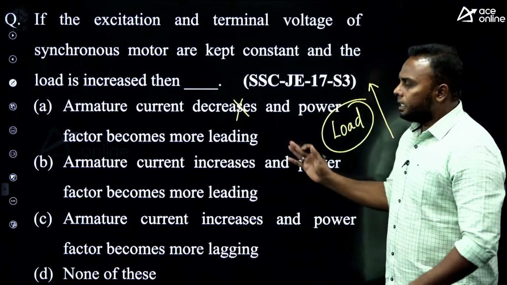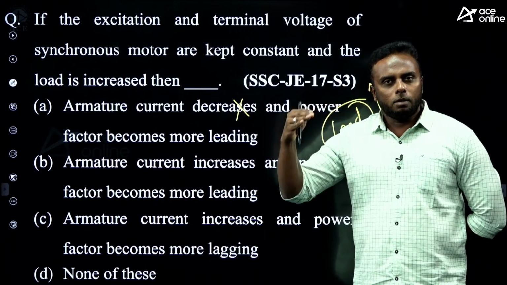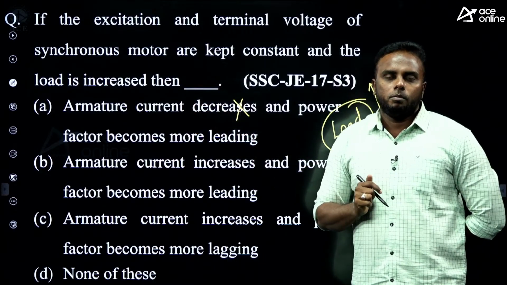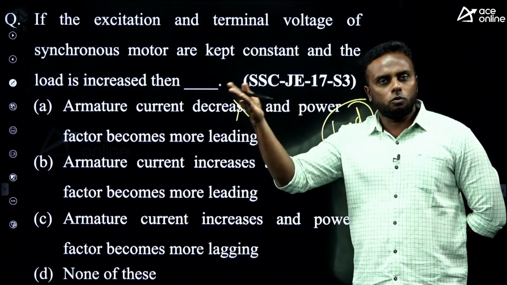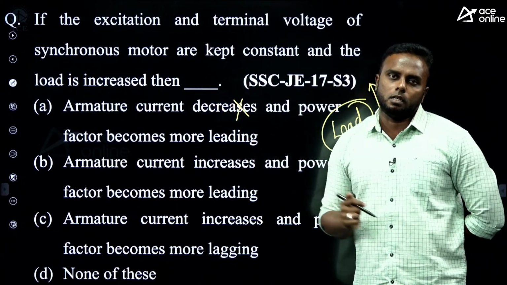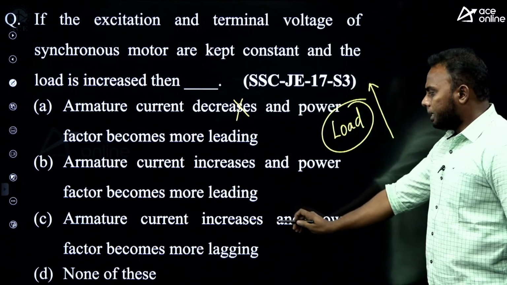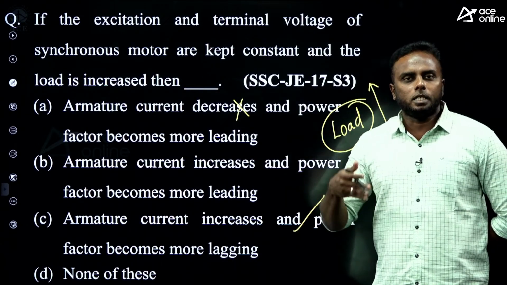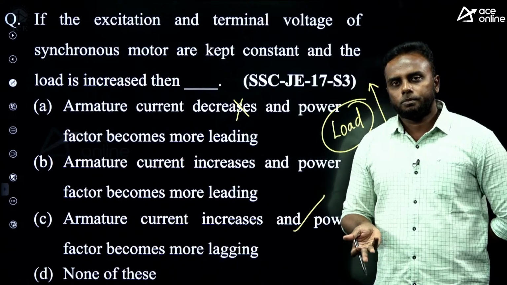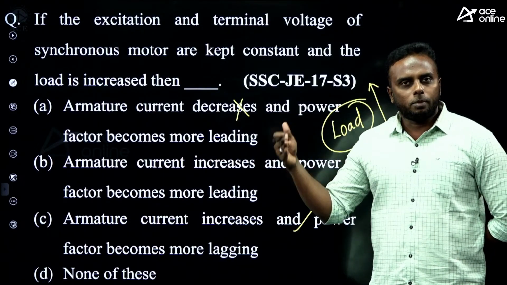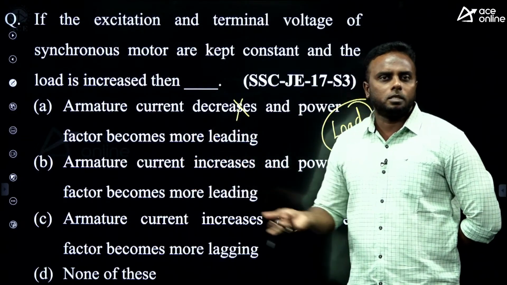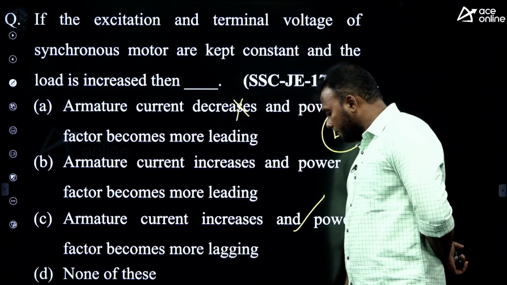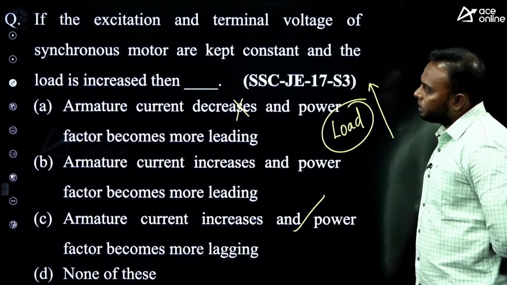So it is designed for leading, but whenever we keep on increasing the load, slowly its power factor becomes lagging. Leading is stable, and when it comes towards lagging, it slowly becomes unstable. So remember, armature current increases and power factor slowly becomes more lagging, meaning it is entering into unstable operation. For any motor, if loads keep on increasing, finally they may become unstable. Okay. Next question.